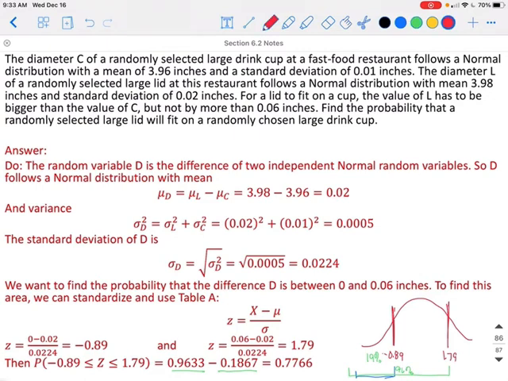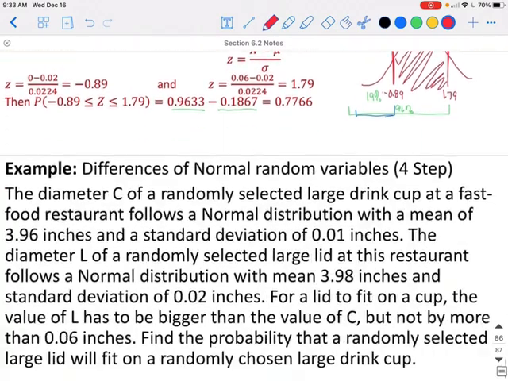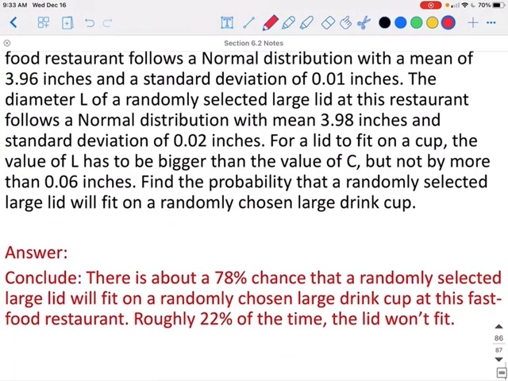So to find this part in the middle, we are just going to subtract those two areas, and we are going to get an area between the two of 0.7766. So for our conclusion, we can say there's about a 78% chance that a randomly selected large lid will fit a randomly chosen large cup at this fast food restaurant. So roughly 22% of the time, the lids won't fit.